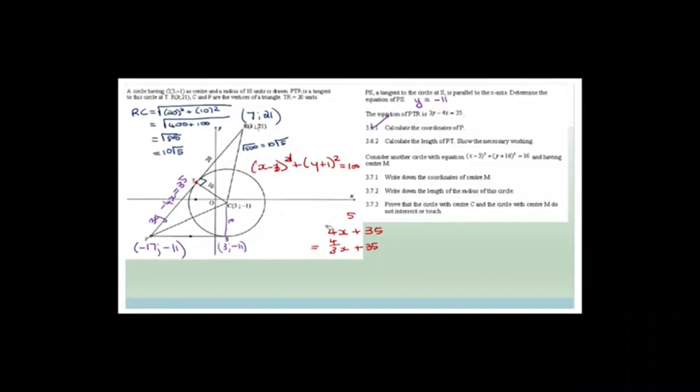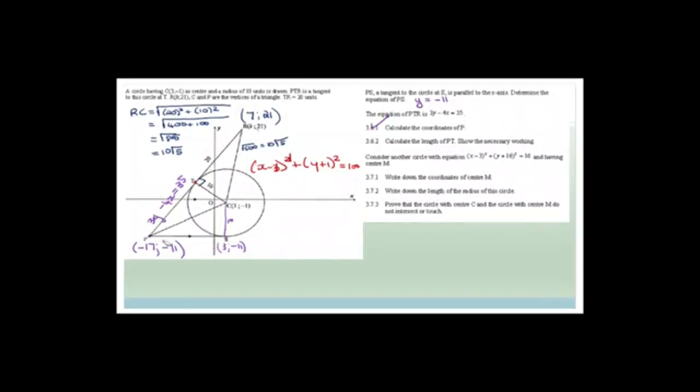Oh, there is. There's a much quicker way. The quicker way is this. If we find the length of CP, then we can use Pythagoras to find the length of PT. So let's find the length of CP. CP is equal to the square root of 3 minus minus 17 squared plus minus 1 plus 11 squared, which is going to be the square root of 3 minus minus 17, which is 20. So it's 20 squared plus 10 squared, which is the square root of 500.